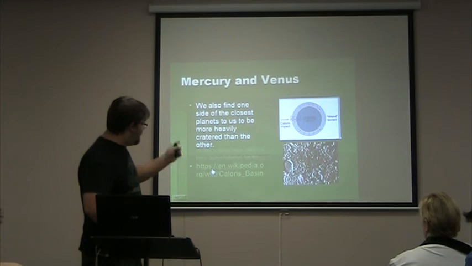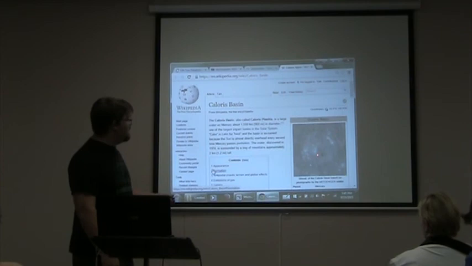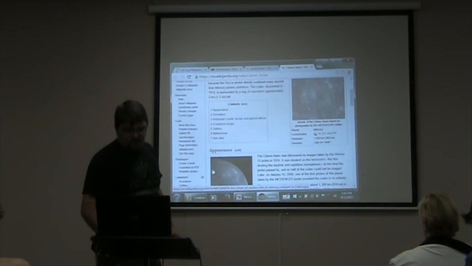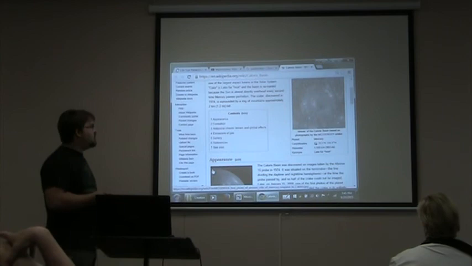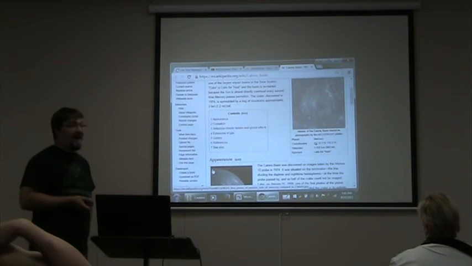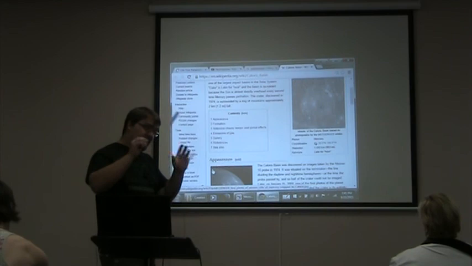This definitely has more craters and bigger craters on one side of it than the other. This is one of the largest impact craters in the solar system. It is 900 miles across. So what is that? Halfway across the United States-ish, depending on how you're measuring it. It's ringed by a system of mountains up to over a mile high. This is a serious impact. And there's definitely more impacts on this side of Mercury than on the other side.